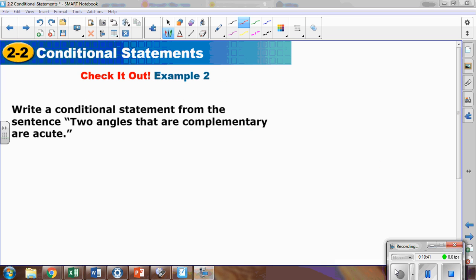Okay, let's write a conditional statement here. And this is one that I'd like you to do on your marker board. All right, looking at your work, I am seeing the structure. People are identifying the beginning part will serve as our hypothesis. If two angles are complementary, then they are acute. There's our structure.